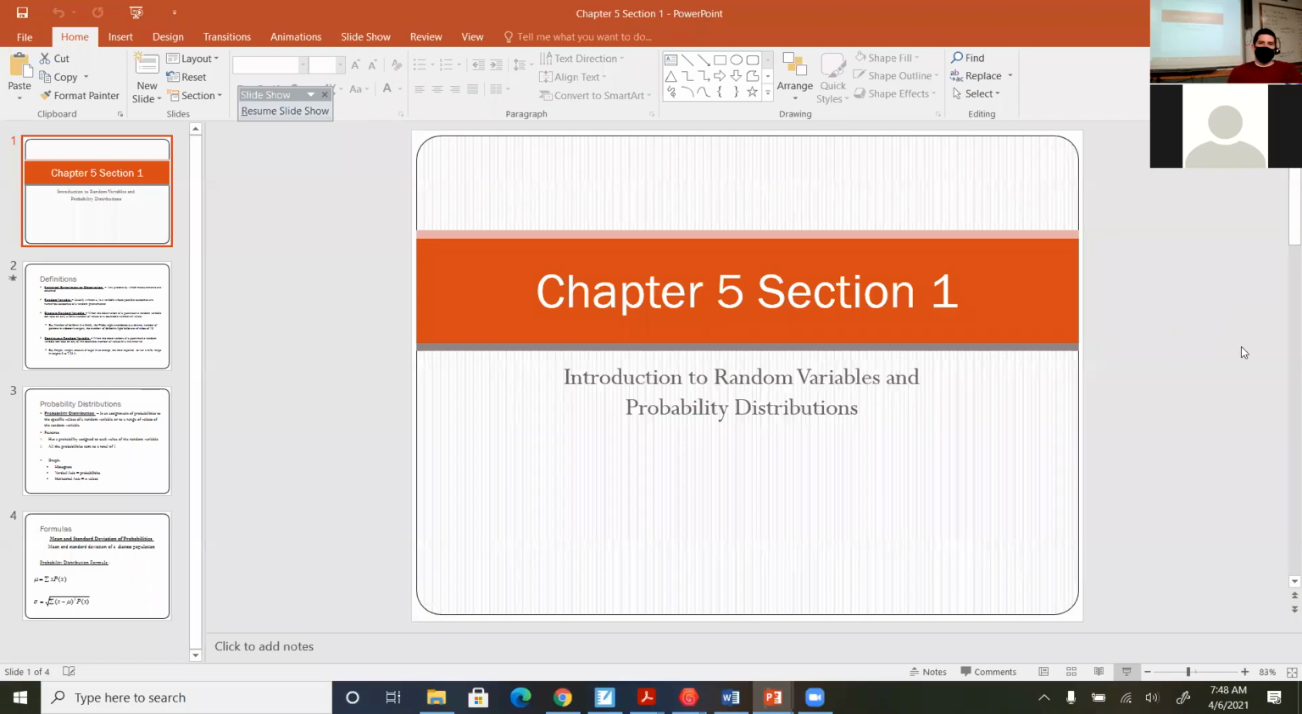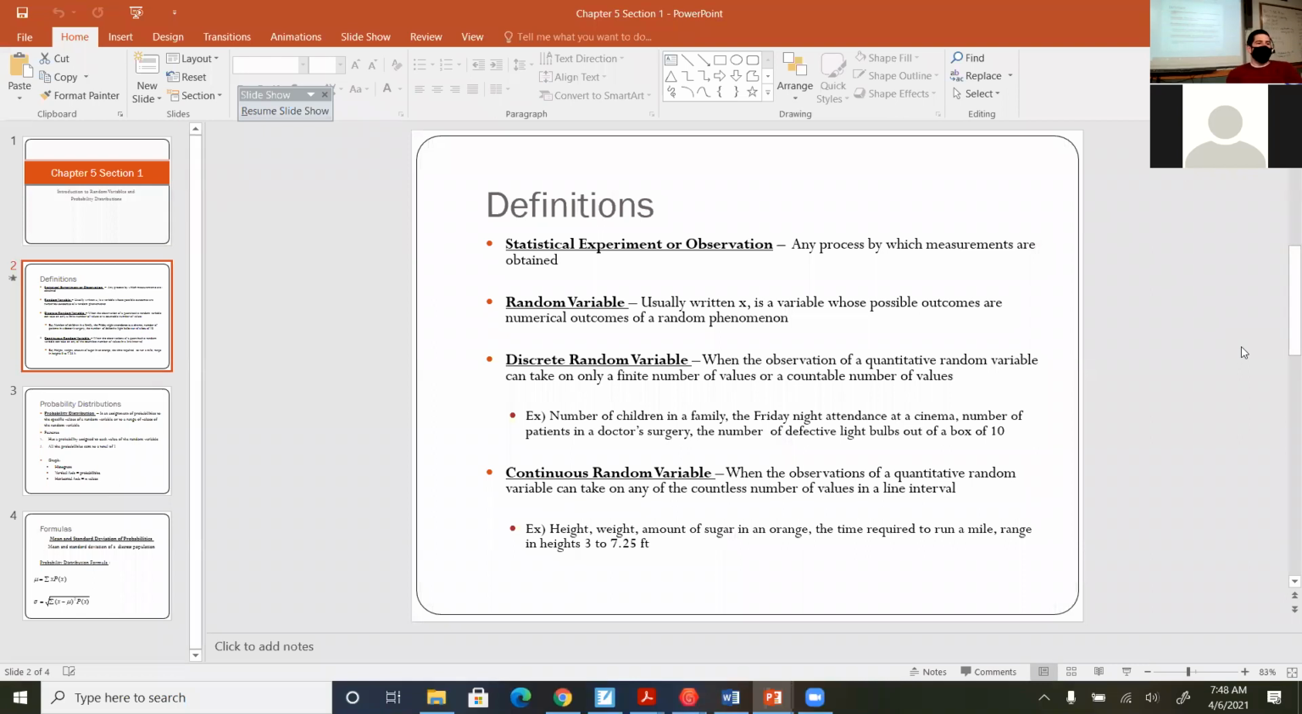All right, so chapter 5, section 1 is an introduction to random variables and probability distributions. This first slide is going to have some vocabulary words. I'll let you know the last two words are the most important ones. That's the discrete random variable and the continuous random variable. The first two just kind of set those up.